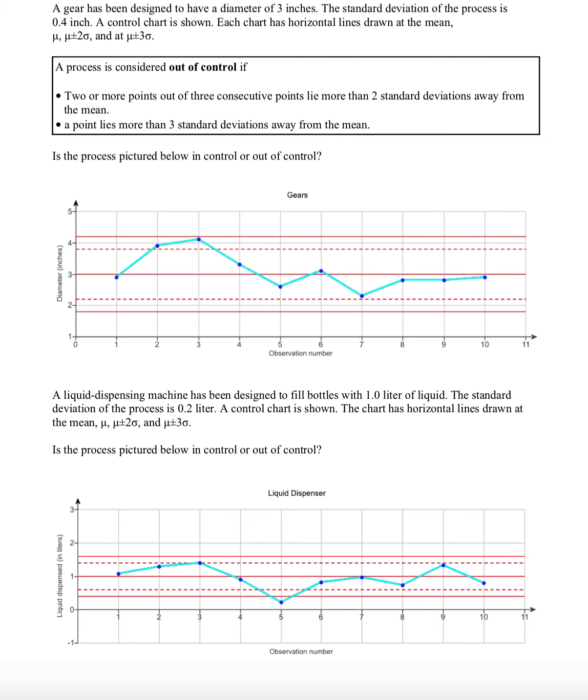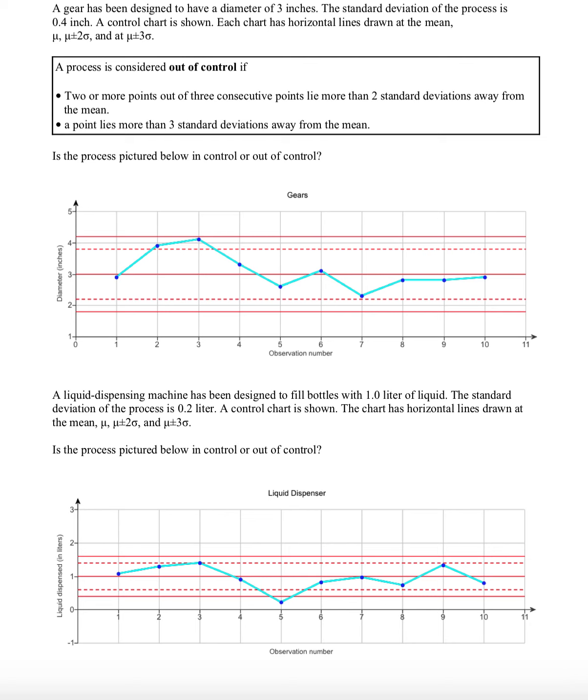A control chart is shown below, which plots several samples and their deviations from the mean. So let's say that this is a chart for a gear that's a part of a manufacturing process, and the gear is designed to have a diameter of 3 inches.